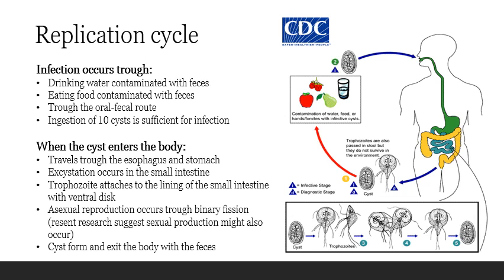You don't need a lot of cysts to get infected. You only need about 10 cysts for the infection to develop within your body. This picture shows it pretty well. When you accidentally ingest cysts, they travel through your stomach into your small intestine. And here the excystation occurs, so here the trophozoites form.